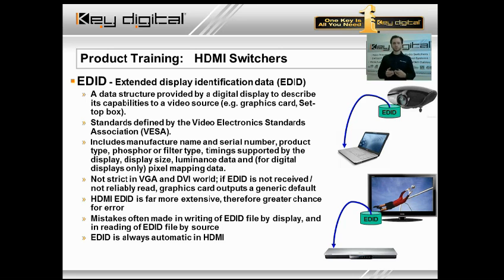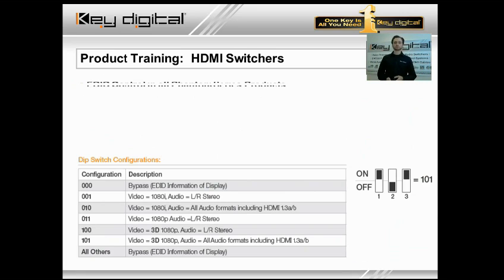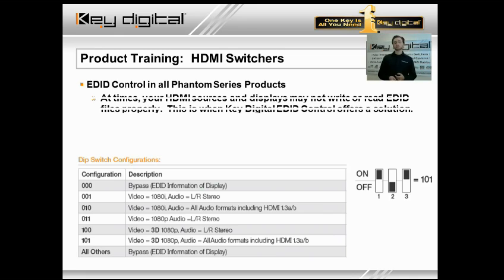If you think about the case of a switcher, transparency could work in a simple switching application where you have many sources, say 2, 3, 4 plus sources to just one display. It could work. However, it is nice to have this EDID control as a safety net, especially as your system becomes more elaborate. So what are the EDID control possibilities we have for the Phantom Series HDMI switchers?